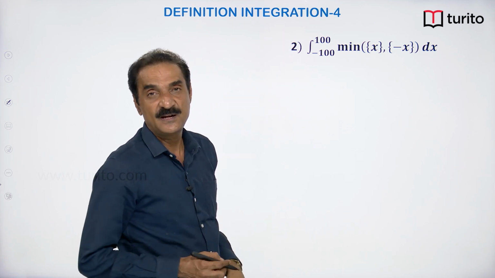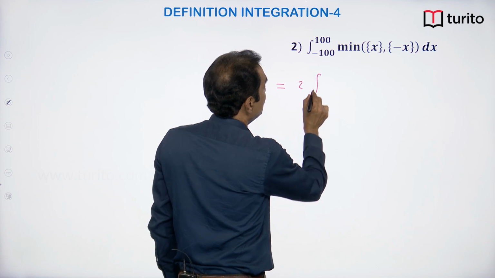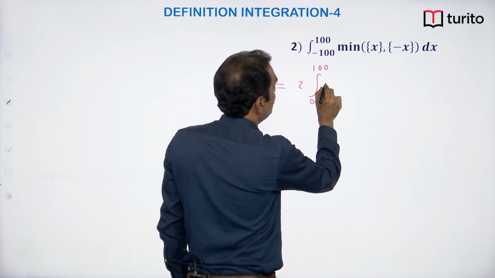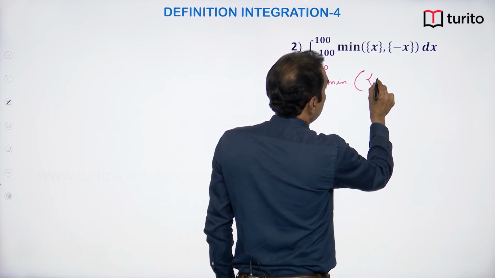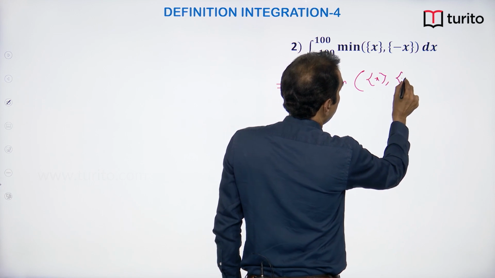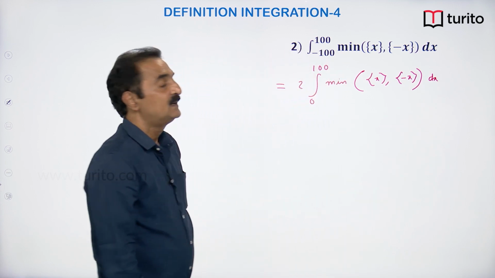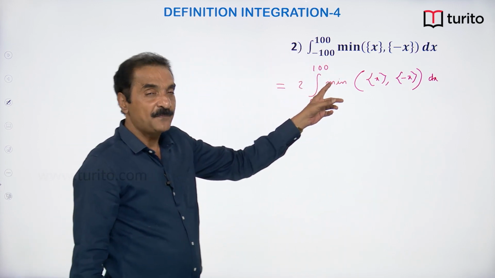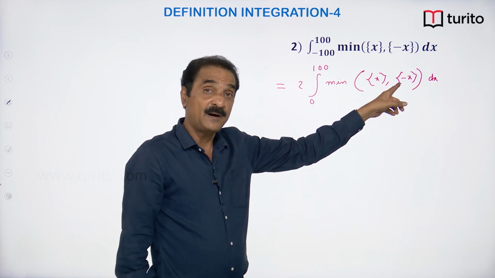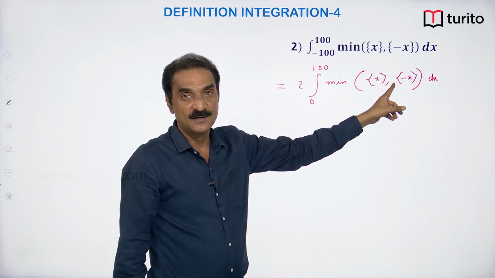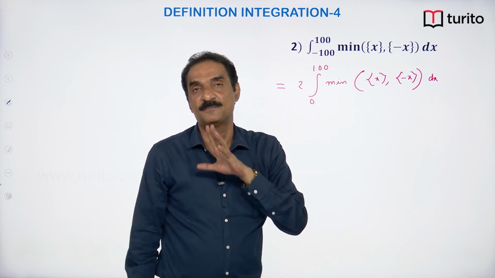So since the function is even, we can write this integral as 2 integral 0 to 100 minimum of fractional part of x comma fractional part of minus x. Okay. Now we know that fractional part of x is a periodic function with period 1. Fractional part of minus x is also a periodic function with period 1. So since the period is same, period of this whole function is 1.